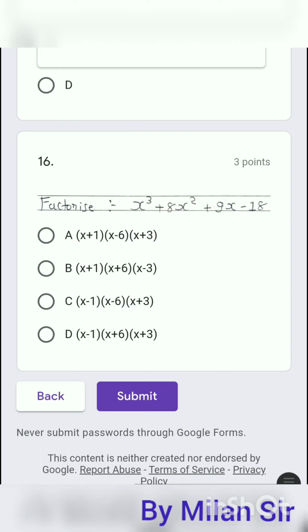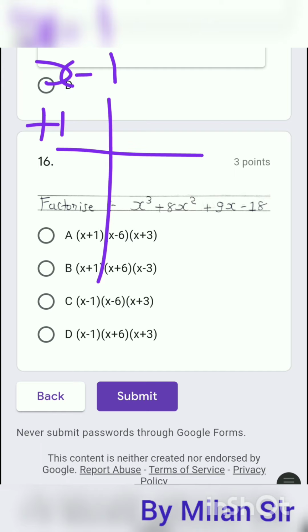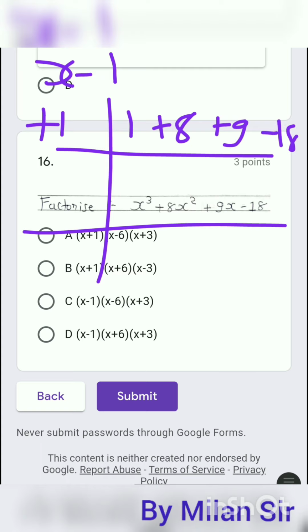So here we know one factor. Now we can solve this question and find the other factors. Since x minus 1 is one factor, we take plus 1 and write all the coefficients. First, x cube has coefficient 1, 8x square has coefficient plus 8, 9x has coefficient plus 9, and at last minus 18.